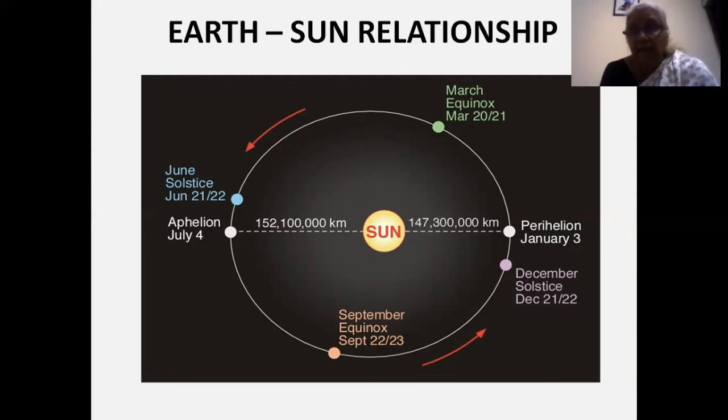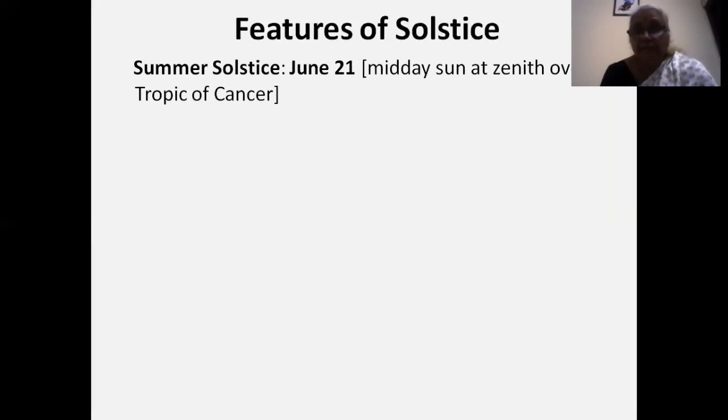In actual fact, we have what we call the aphelion position, which is on July 4th, where the Earth is about 152.1 million kilometers away from the Sun. And we have a perihelion position on January 3rd. These are fixed dates for the Earth and Sun relationship, January 3rd and July 4th, and you need to learn these dates for your UPSC exam.